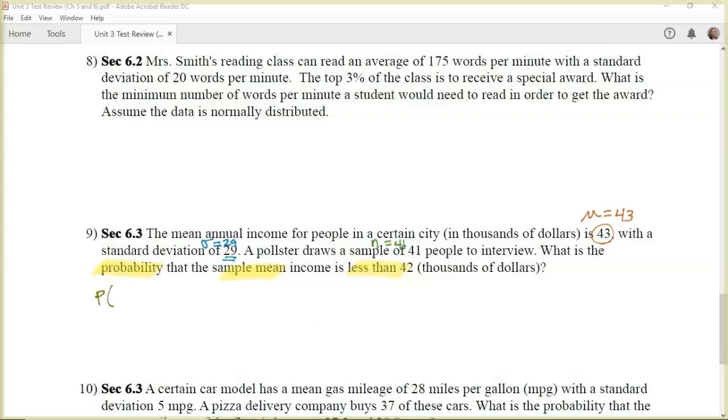So for this particular one, our probability statement is X bar now, because that's for a sample mean, is less than 42,000, but we don't put 1,000, we just put 42. And we have to think about, is this normally distributed?